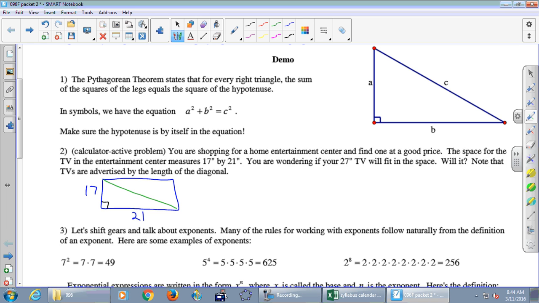The fancy name for the side opposite the right angle, what's it called? Hypotenuse. It's important that we call that one C in the equation. The A and B can swap, but the C has to be the hypotenuse. Maybe said better, the C has to be by itself in the equation. That's the important thing. So our equation becomes 17 squared plus 21 squared equals C squared.